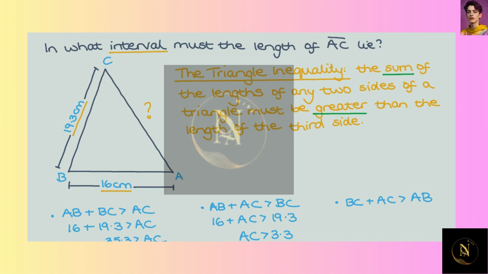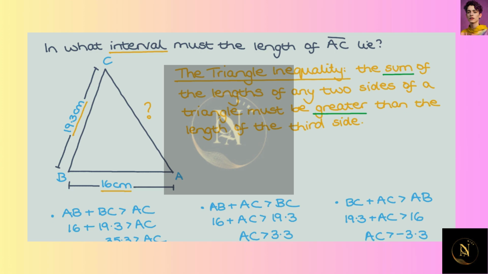Let's look at the third inequality and see if it gives us any further information about AC. Substituting the length of AB and BC again tells us that 19.3 plus AC must be greater than 16. Now, in order to solve for AC, we need to subtract 19.3 from each side. And this tells us that AC is greater than negative 3.3.